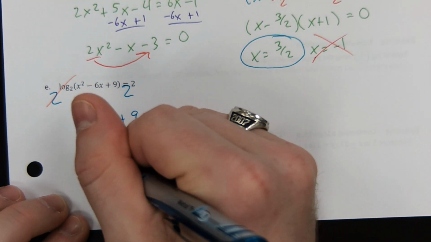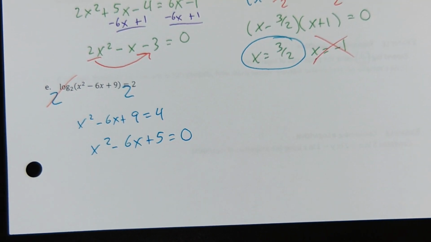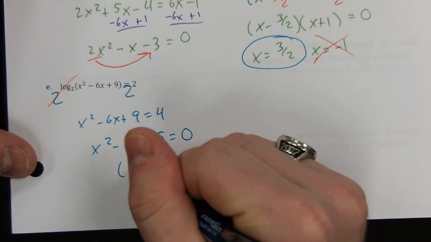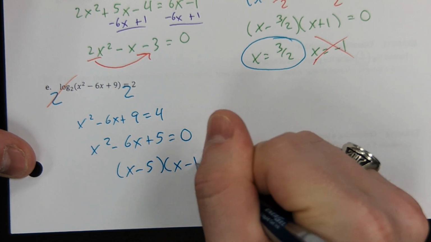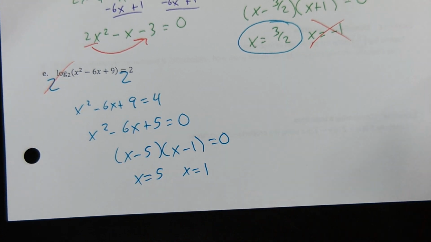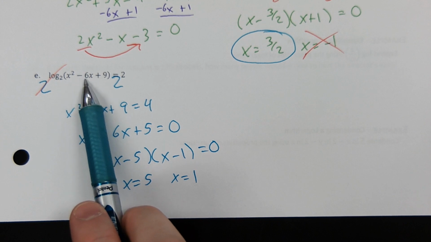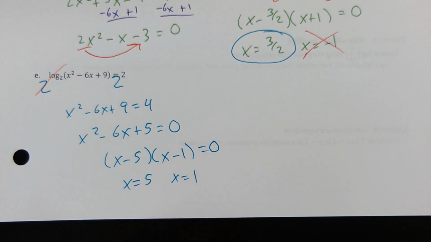Subtract 4 from both sides, please. I need 2 numbers that multiply to 5 that add to negative 6. Negative 5 and negative 1. It gives us two positive solutions, x equals 5 and x equals 1. Let's see if they both work. Let's take this 1 and plug it in. 1 minus 6 is negative 5. Oh, but negative 5 times plus 9 is positive, so we're safe.